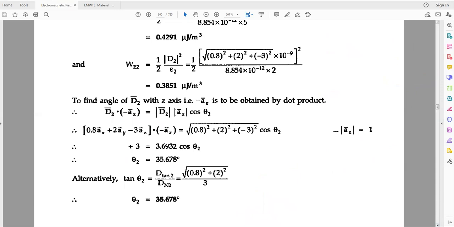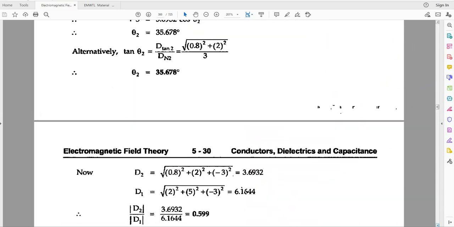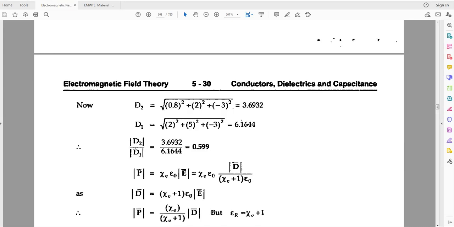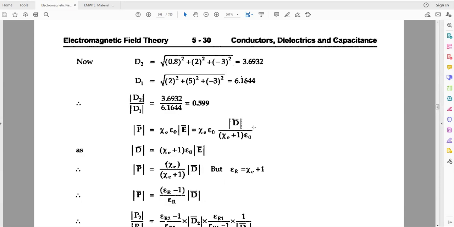And the last one in this: D2 bar is equal to 30.3692, and D1 is 6.19, and they're asking for the ratio between the magnitudes of D2 by D1. Magnitude means AX bar coefficient, AY bar coefficient, and AZ bar coefficient. We get D2 and D1, and the ratio between these two is 0.599.